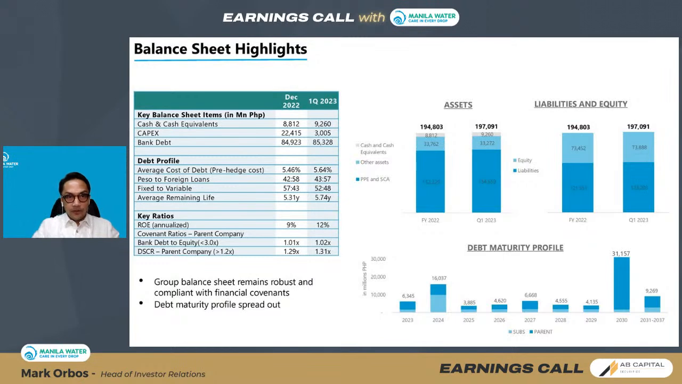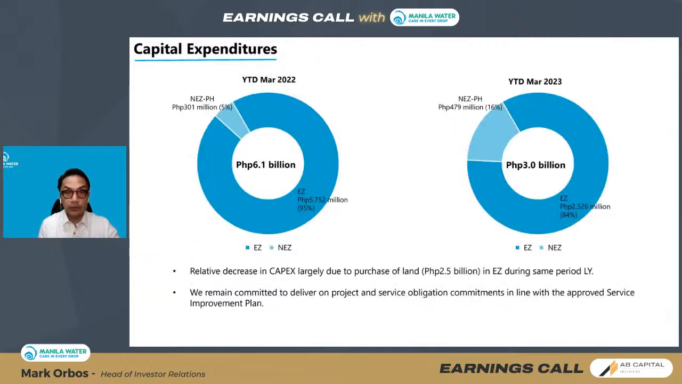For our balance sheet highlights, total assets increased to 197 billion from December 31 with the continued implementation of CapEx projects. Bank debt increased to 85 billion with debt maturity profile spread out over the life of our concessions. Average cost of debt for the group for the quarter inched up to 5.64%, while ratio of peso to foreign loan denomination was at 43 to 57. Return on equity improved to 12% with a noted improvement in profitability. Our balance sheet remains strong and compliant with our financial covenants.